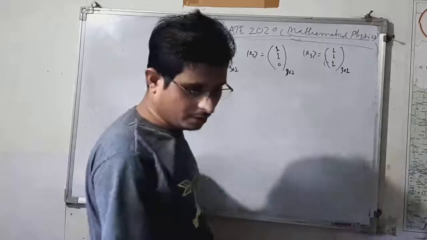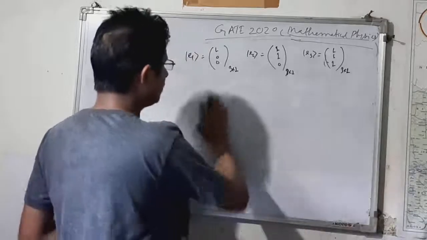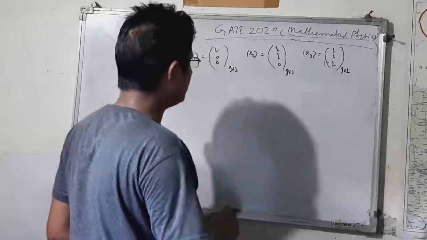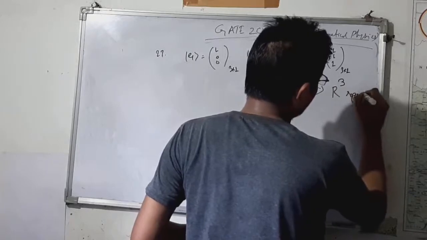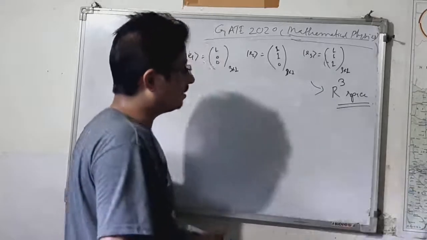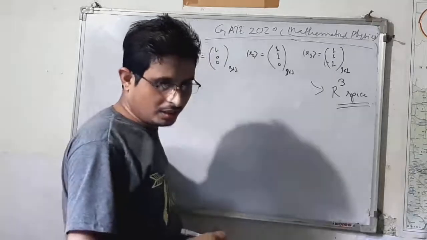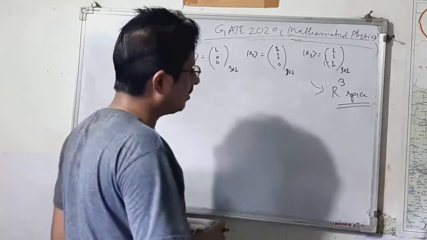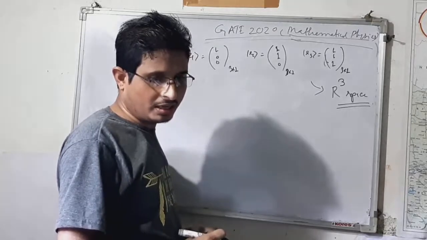From your options, the very first thing you have to note is that these are 3 into 1 column vectors, so these are obviously vectors of R cube space. R cube means the 3-dimensional real vector space. So option C says that S is a basis for R cube, and that option is obviously correct. But let's check whether the other options are correct or not.